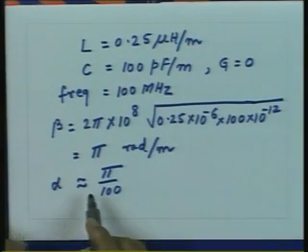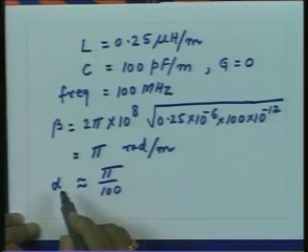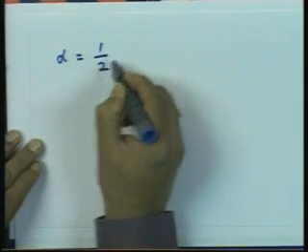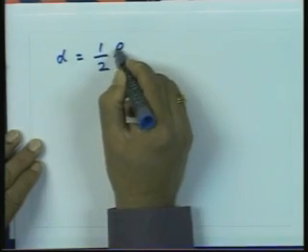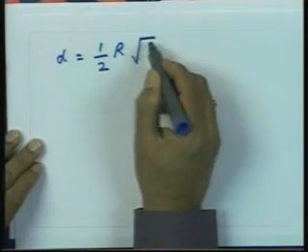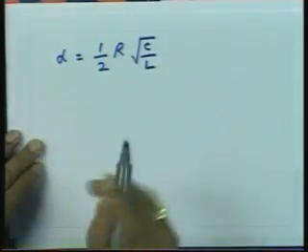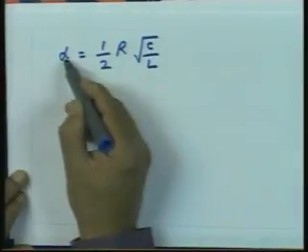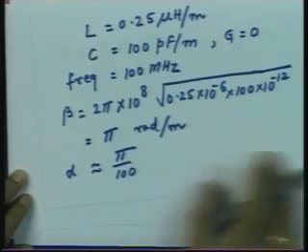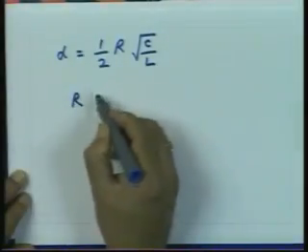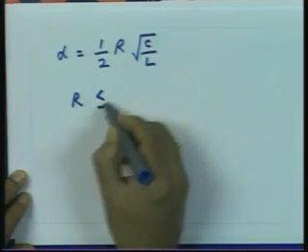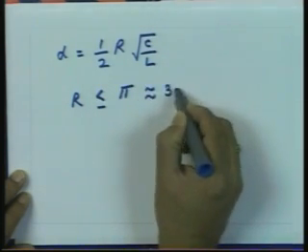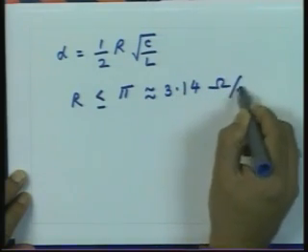Now I can go back and substitute this value of alpha in the expression for alpha, that is alpha is equal to half into R square root of C upon L, and if I substitute the values of C and L and the value of alpha, which is pi upon 100, as we have taken 1% of the value of beta, then I get the value of R, which is less than or equal to pi, approximately 3.14 ohms per meter.